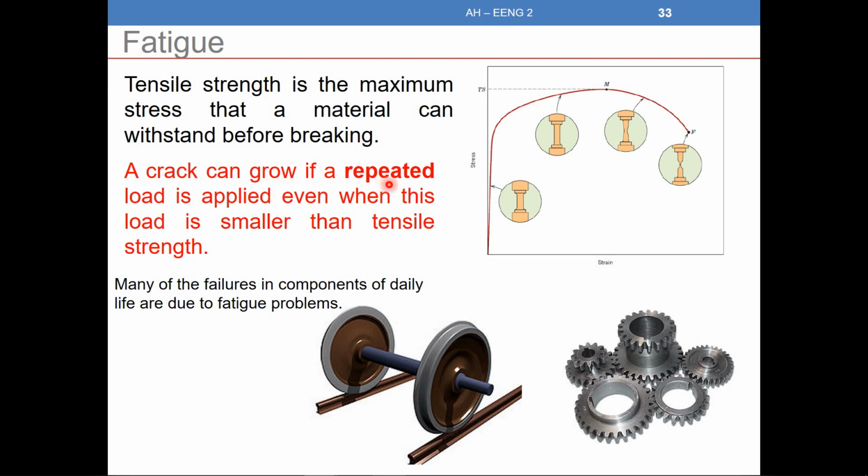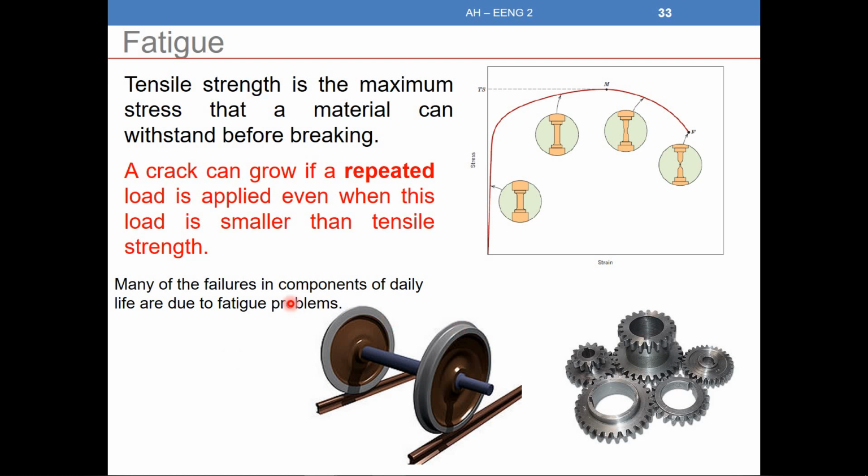But the idea is that if I have a repeated load, like we just saw in the previous example, even if the stress of this load is less than the tensile strength, if I am doing it repeatedly on the same point, I will have a crack that will grow and will cause a failure of the component. So even if I have a stress less than the tensile strength, if I take this stress here and start to repeat it on this specimen, after all, it will break. Why? Because this load is repeated, even if the stress is less than the tensile strength.